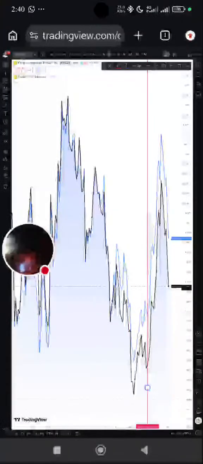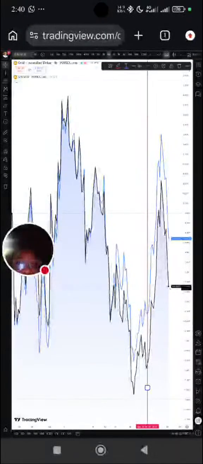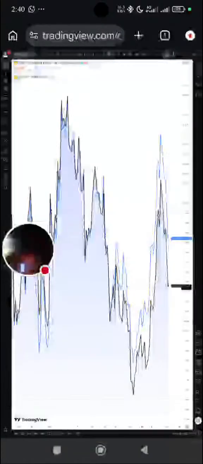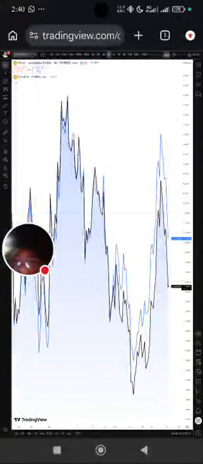So still looking for opportunity for today, and I've not yet seen one. This is the 4 hours time frame, and it is one of the best time frames where we look for opportunity. Then we go to the 3 hours time frame.